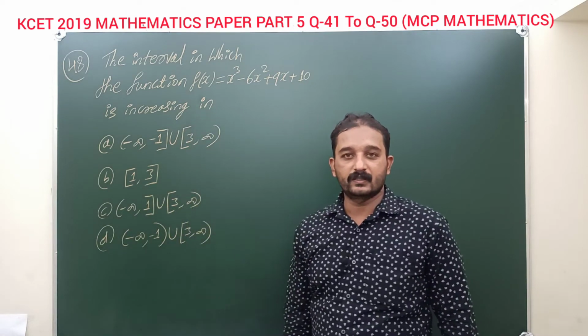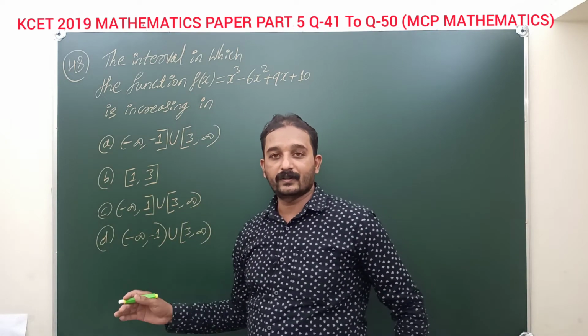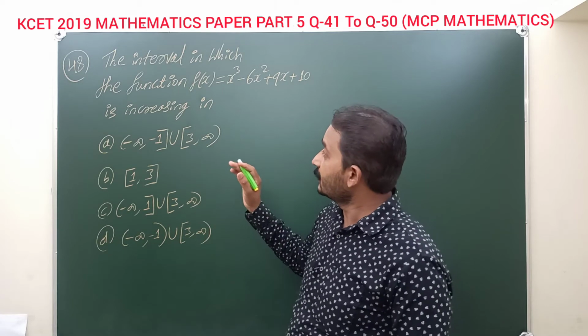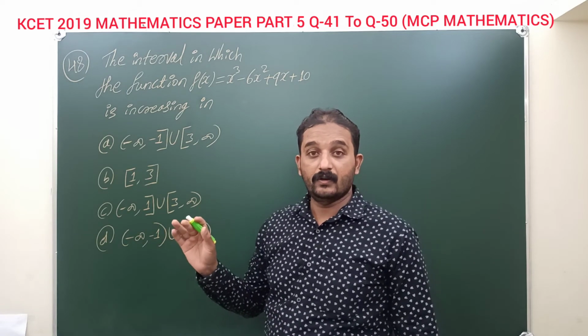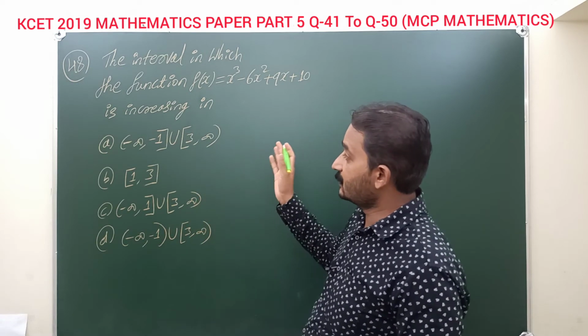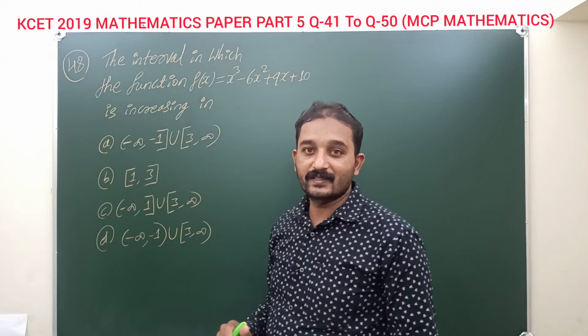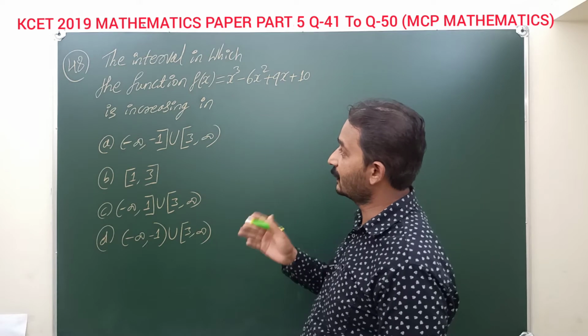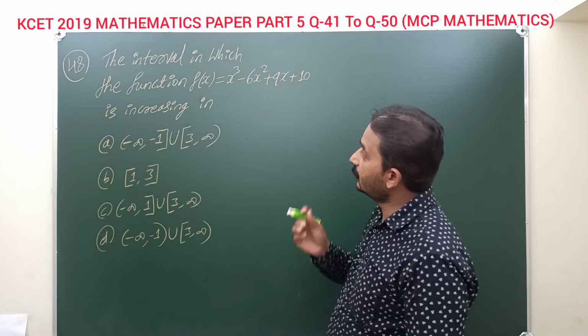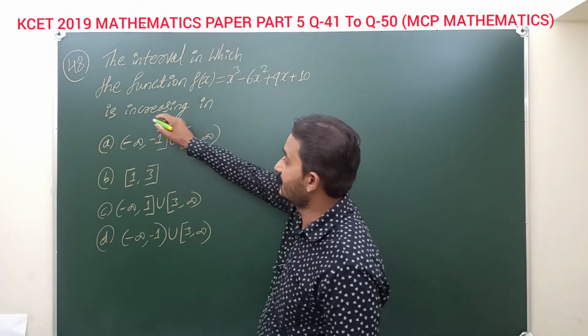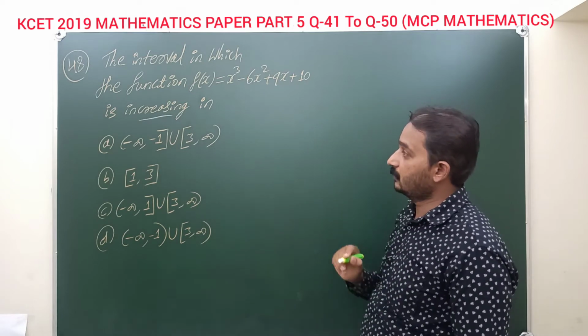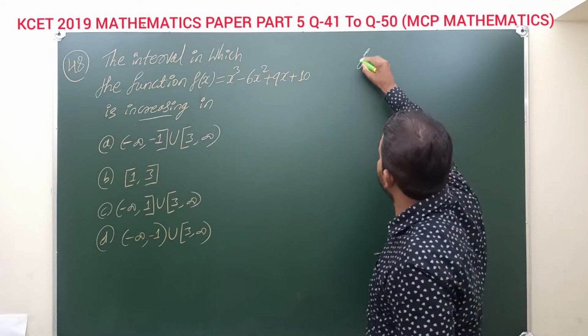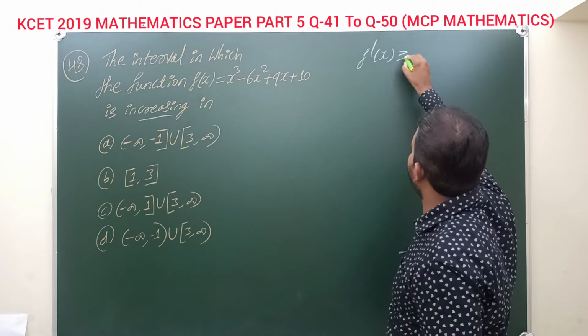This question is based on the chapter application of derivative, particularly finding the interval in which the function is increasing. It depends on increasing and decreasing functions. So for the interval in which the function is increasing, we use the condition f dash of x is greater than or equal to 0.